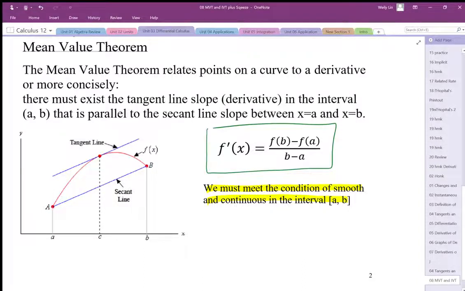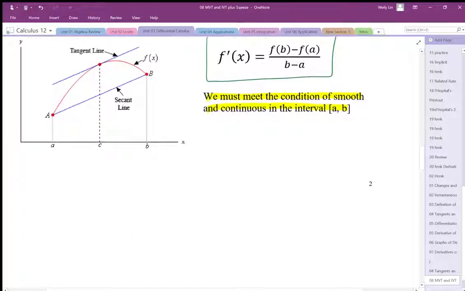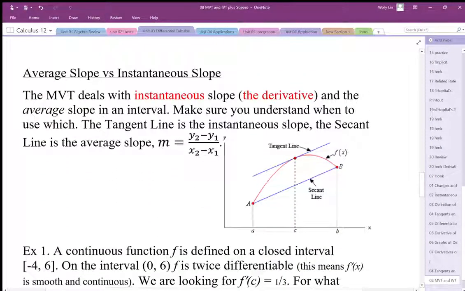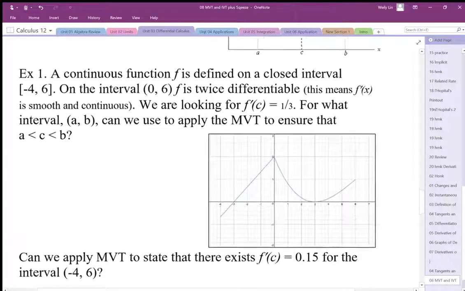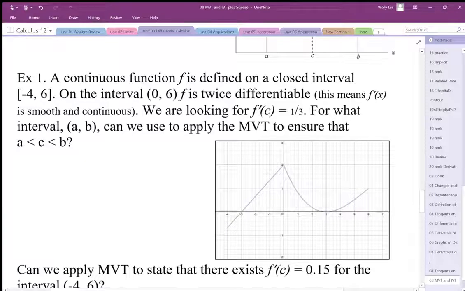So how do we apply this? Let's take a look. First of all, make sure we understand the difference between the instantaneous slope, the derivative, and the average slope. This secant line represents average slope. That tangent line is our instantaneous slope, which comes from the derivative. Here's an application problem where you're told you have a closed interval from -4 to +6, and notice that it's got a kink in the graph, so it is not smooth and continuous at that point. It's non-differentiable there. So we know that from 0 to 6 it is twice differentiable.